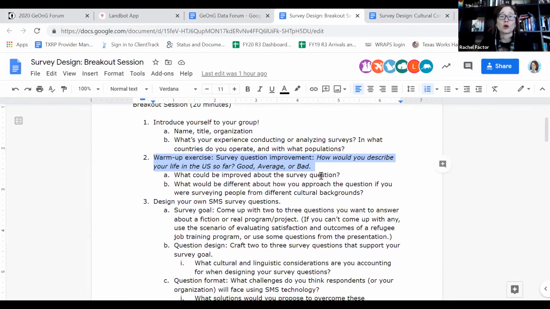And then, coming from your own backgrounds, the cultures that you work with and the languages that you work with, how would you approach it differently in various contexts? So the question that I'm offering here is the question that we saw in the presentation. How would you describe your life in the US so far, good, average, or bad? So if you have any improvements, what's not great about this question, what's good about the question, any thoughts that you have about how you might improve it in your surveys.